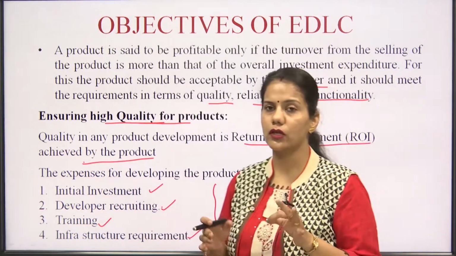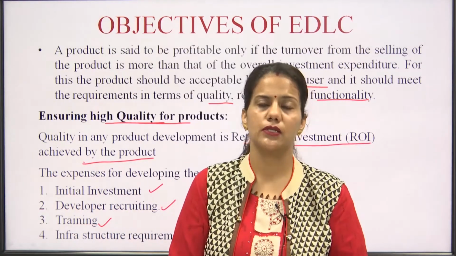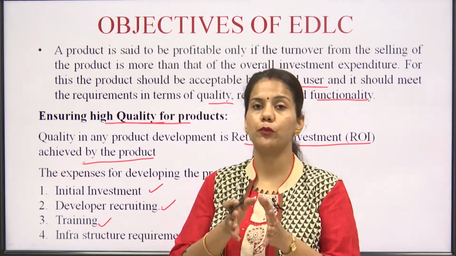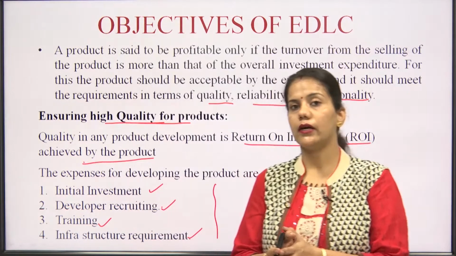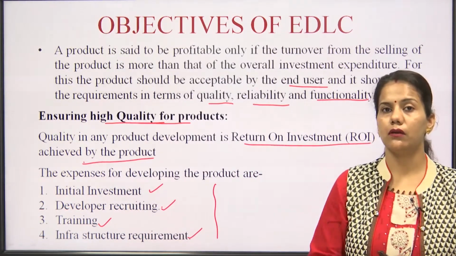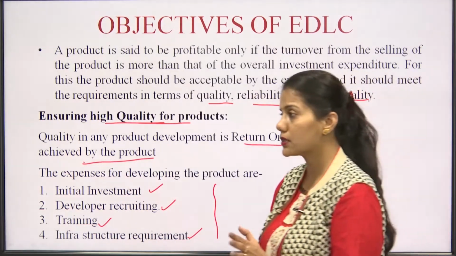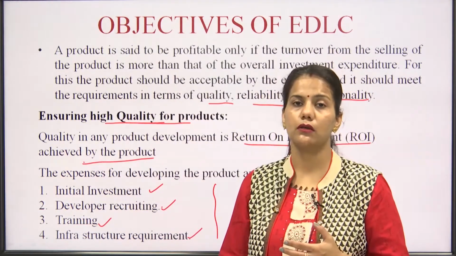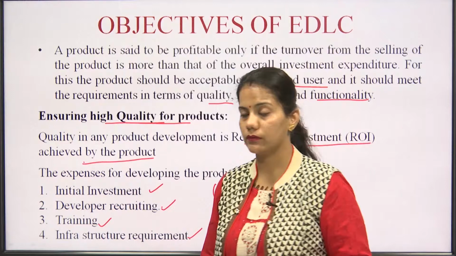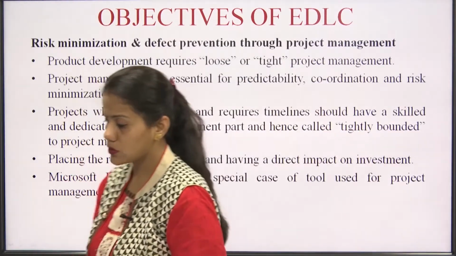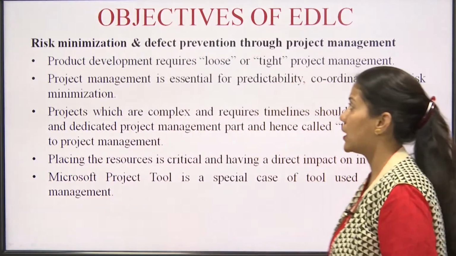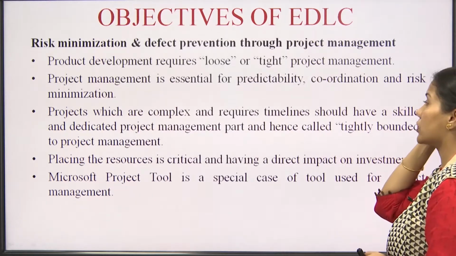So, we have to take into account what the basic investments are that have to be put in for the product development, and accordingly the quality can be calculated, whether the productivity or the quality is compatible with what the end user has put in. So, this is one of the factors. Next is the risk minimization and the defect prevention through project management.